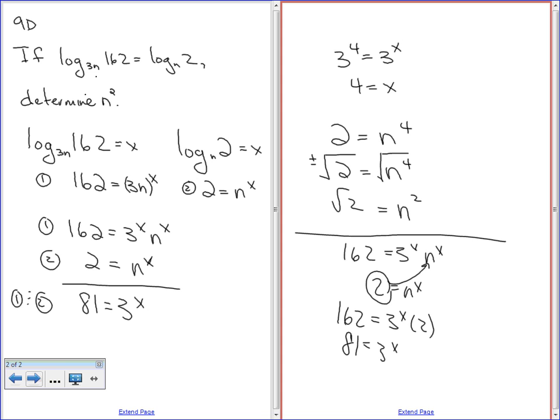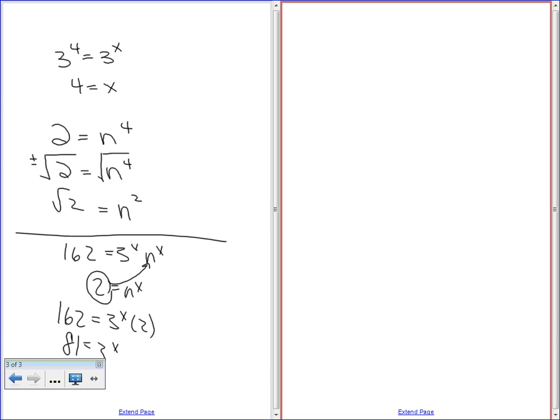Okay. So now we're going to get on to exponential growth and decay. So these are the word problems that you're going to be responsible for knowing in your tests.